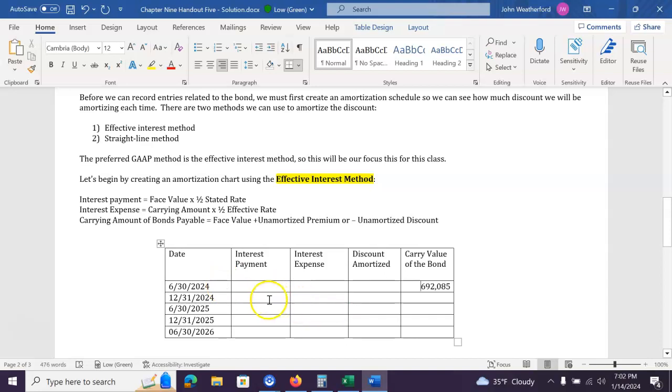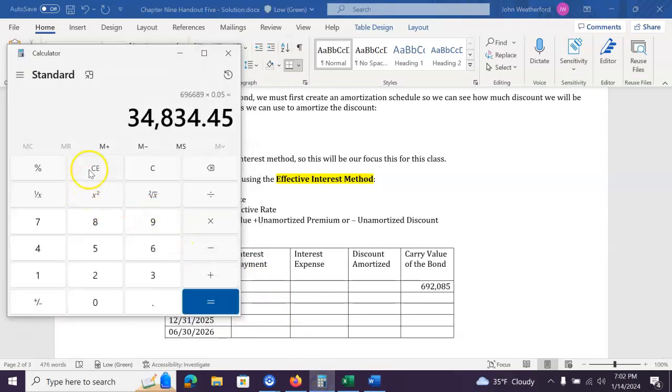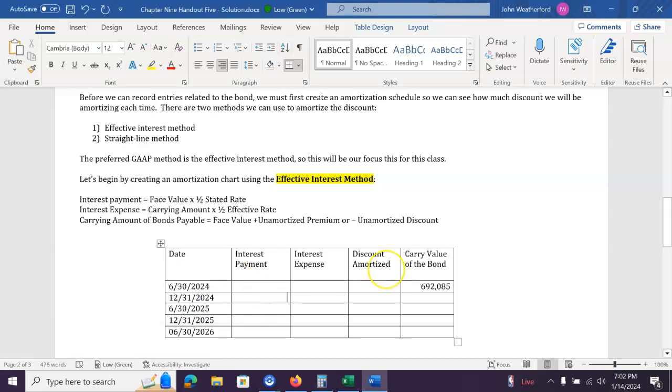All right, then to get the interest payment amount on 12/31/24, we'll take the face value of the bonds, $750,000, and multiply by half the stated rate, so times 0.04, and that gives us $30,000, and that's the amount of the interest payment that we'll make at the end of 2024. And you guys, that one doesn't change, because the face value remains the same and half the stated rate remains the same throughout the bond term. So that $30,000 is the amount of cash that will be paid for interest in each of these interest payment periods.